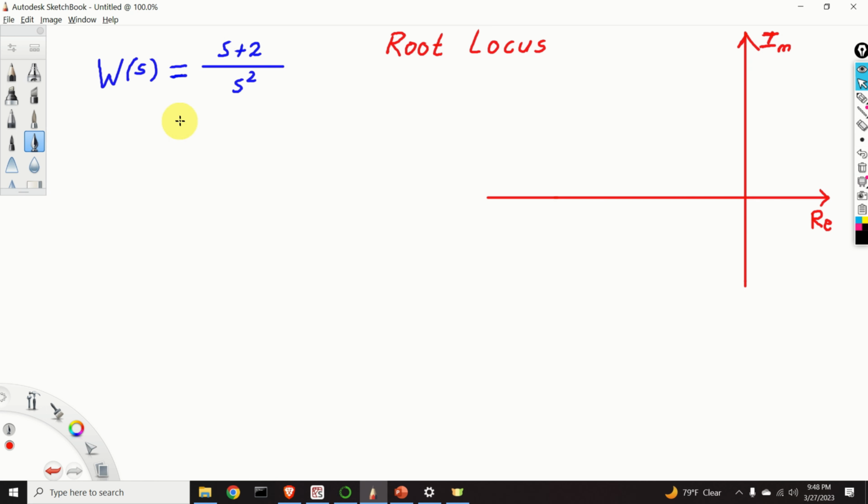But before I explain how to construct the root locus diagram by hand, I need to provide the answer to the following question that some of you might ask me. And the question is the following one. Why do we need in the 21st century to learn to construct by hand a root locus diagram?